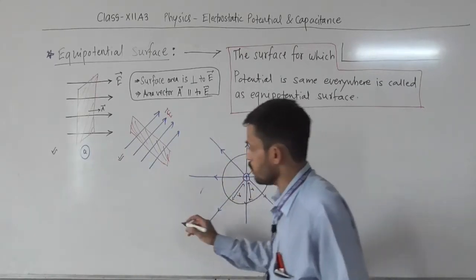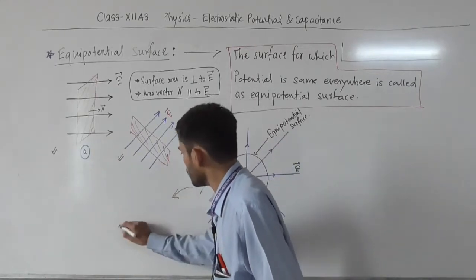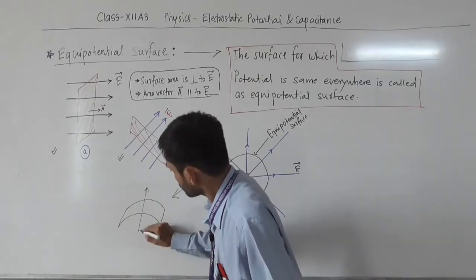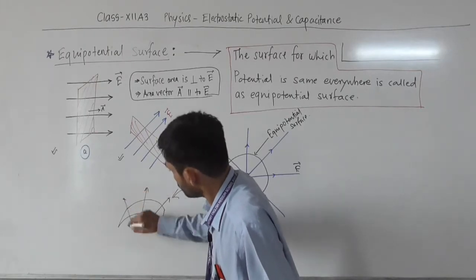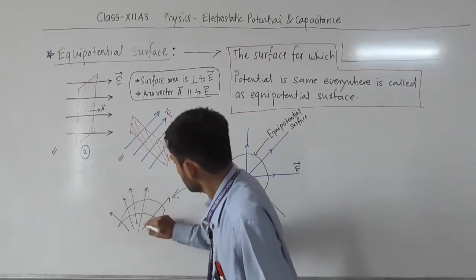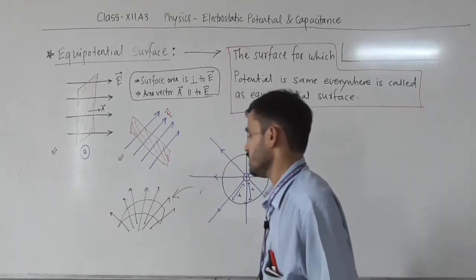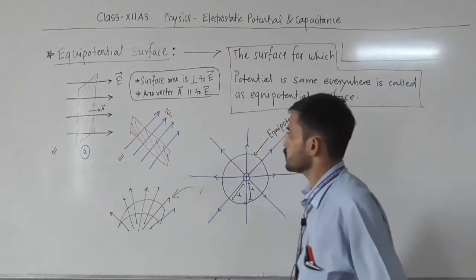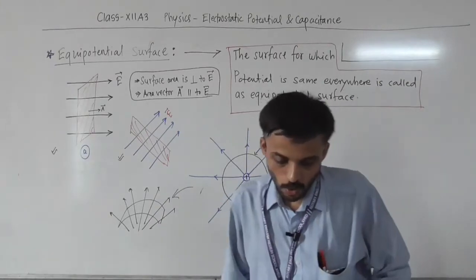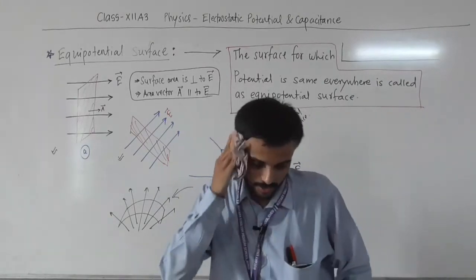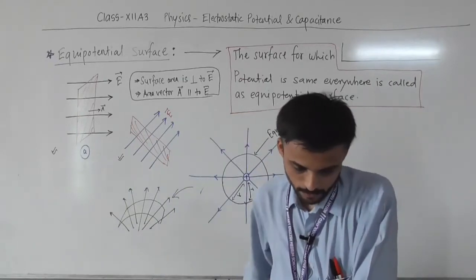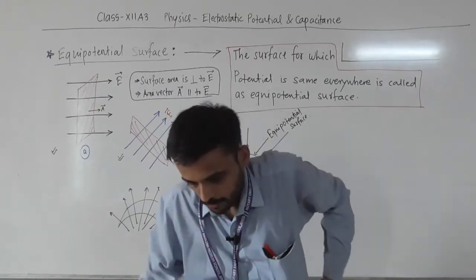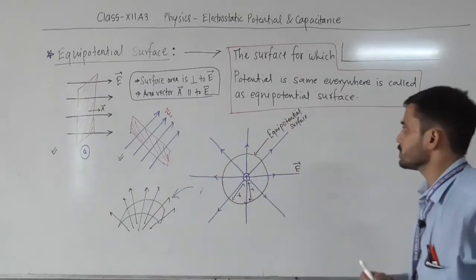So this is also the equipotential surface. For this surface, how can we draw it? This surface can be drawn like this, for which the electric field is always perpendicular to the surface and the electric field is parallel to the area vector. So I will suggest you draw all these types of equipotential surfaces. Okay. Write this.